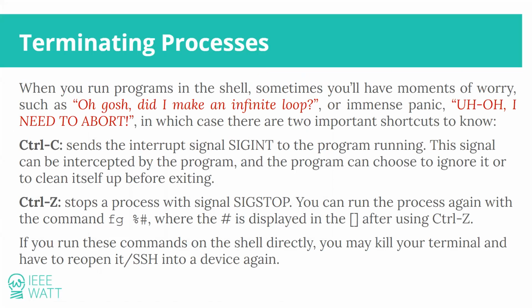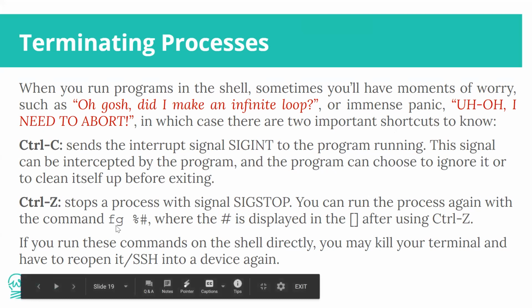Yeah, so this is just a slide on what to do if you write your own program and you're trying to run it in your terminal, but you probably had an infinite loop in there or something, and you're like, what do I do? So what you can do is use the keyboard shortcuts. Control C will send a SIGINT, or interrupt signal, to the running program. The program can intercept the signal and choose to ignore it, or it'll clean itself up before exiting. If you type Control Z, this will stop the process with SIGSTOP, and you can run the process again using the FG, I think it's foreground, FG command, and specify the process number.